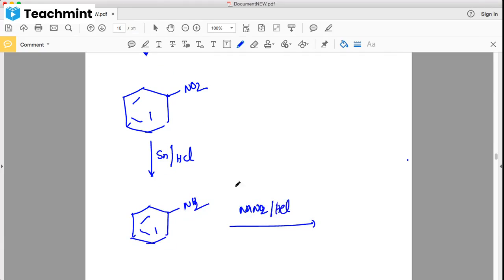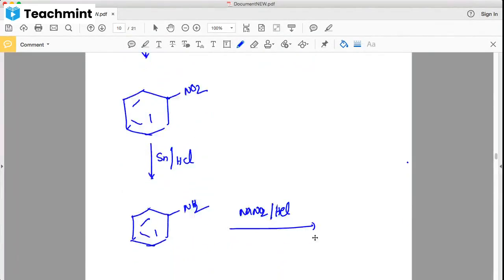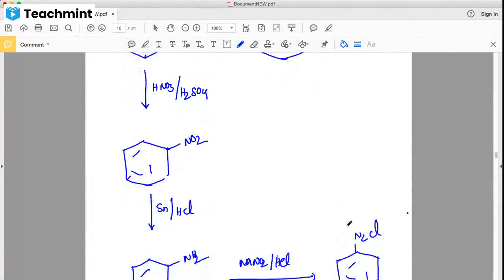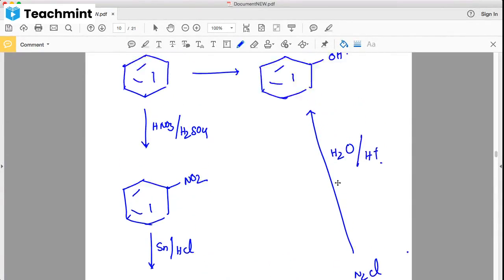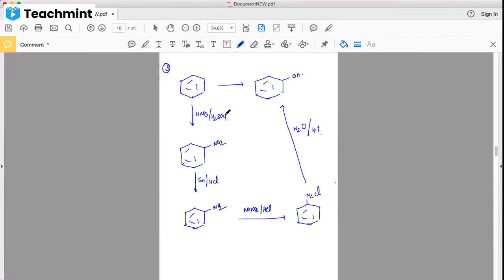You will get the aniline, and this aniline can be reacted with NaNO2 plus HCl. So you are getting a single product in each step. You will get benzene diazonium chloride, and this can be converted into phenol by reacting with H2O in presence of H plus. So you get a single product; the selectivity is very high because in each step you get a single product.